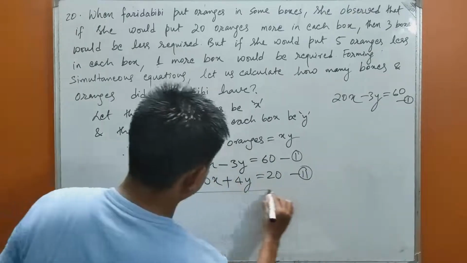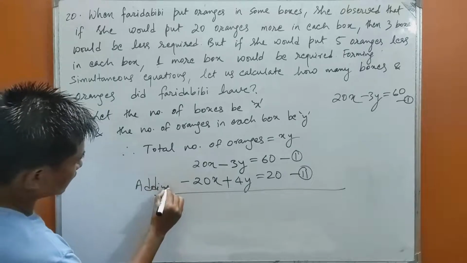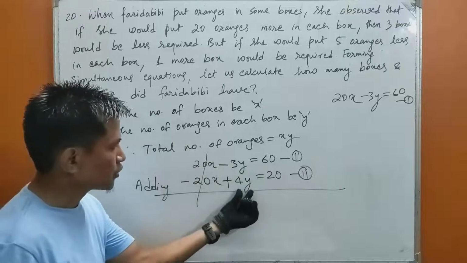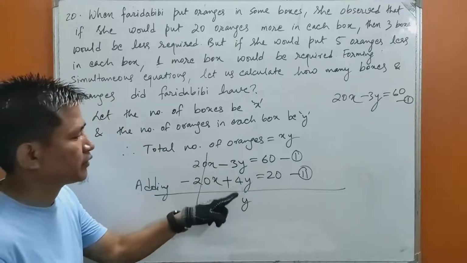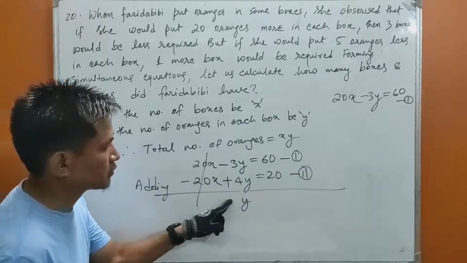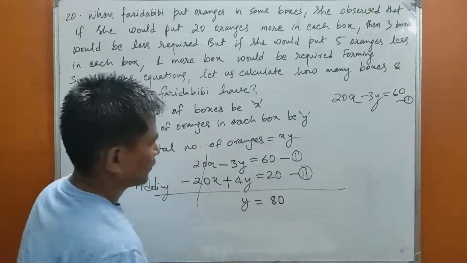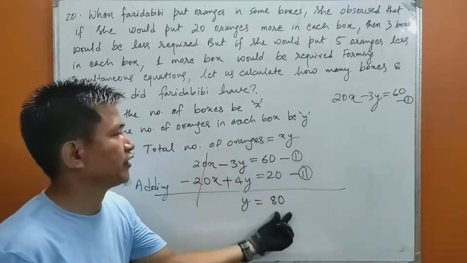Now, adding equations 1 and 2, plus 20x and minus 20x cancel out each other. Plus 4y minus 3y, y. 4y minus 3y is y. Sign of the greater number comes, plus. So 60 plus 20 is 80, isn't it? So y is the number of oranges in each box. So we got the value of y.